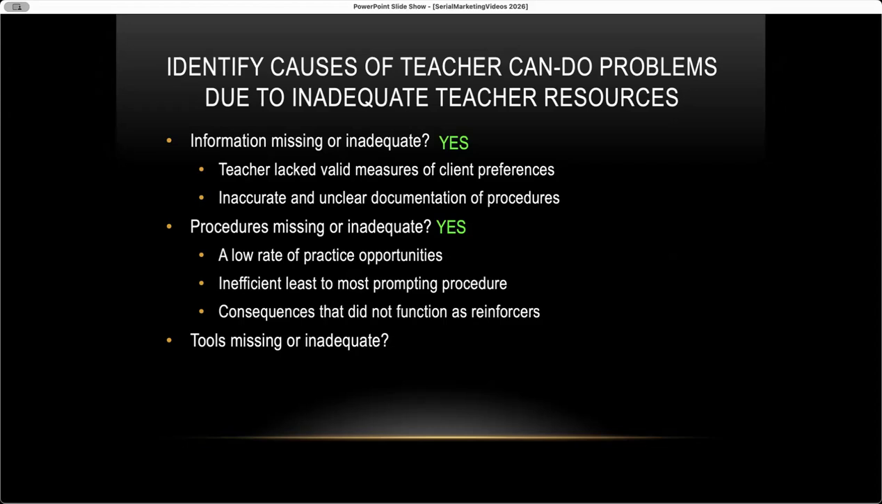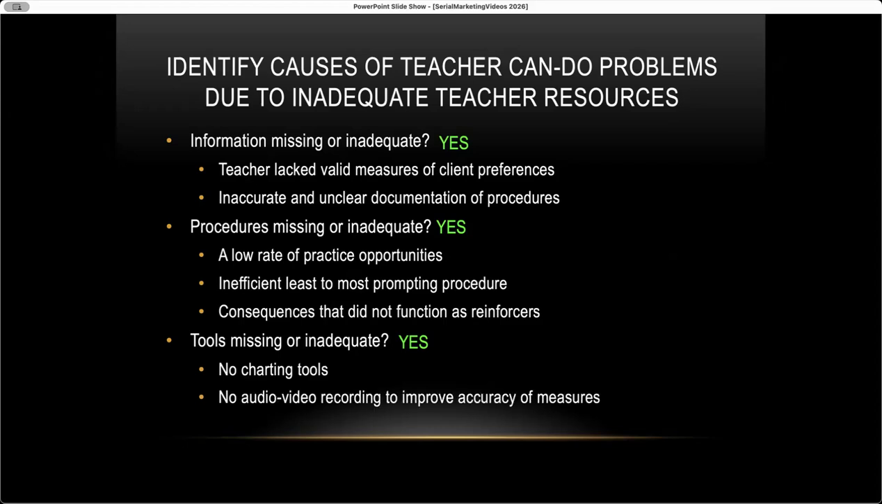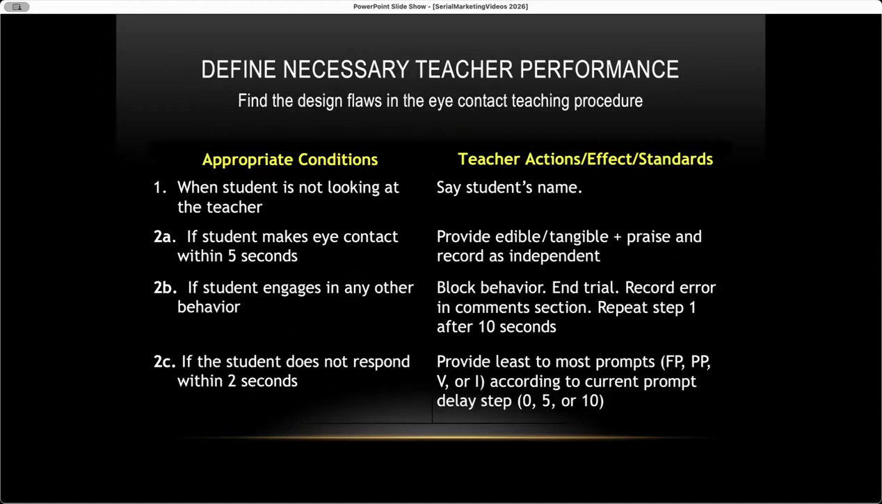Were tools missing or inadequate? Yes. There were no charting tools that would allow the teacher and the supervisor to see whether the student was making efficient progress, to identify as soon as possible when the student was struggling, and that changes need to be made in the teacher's resources, training, or management. No audio video recording to improve the accuracy of measures. So here's the procedure that the teacher was implementing. See if you can find the design flaws in the eye contact teaching procedure, the current procedure.